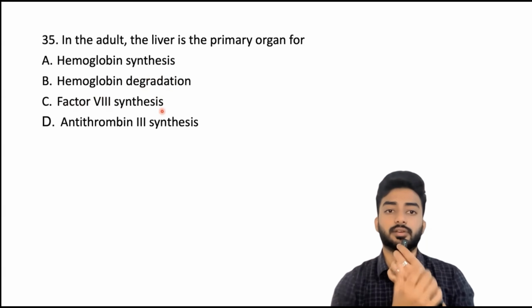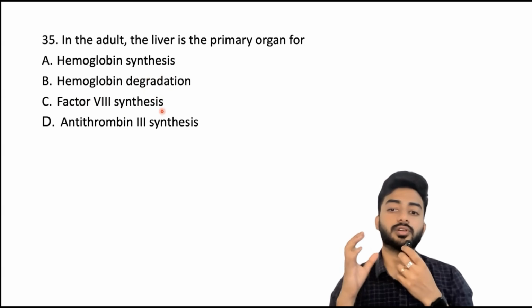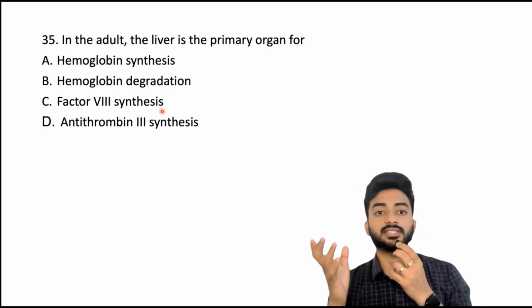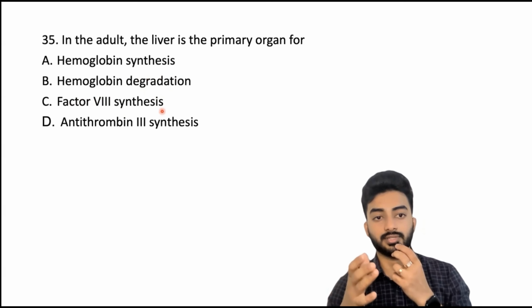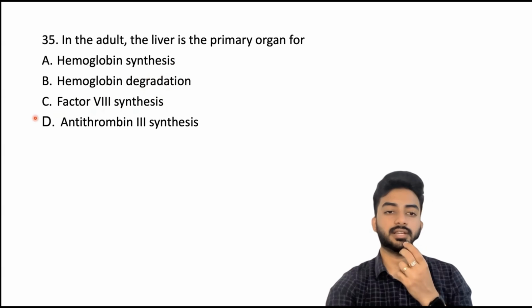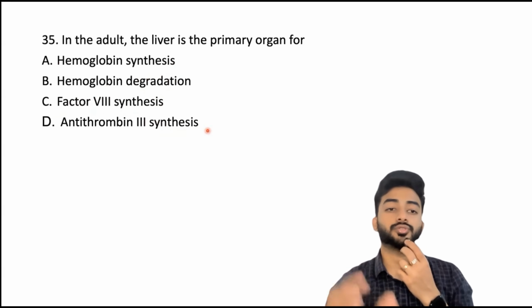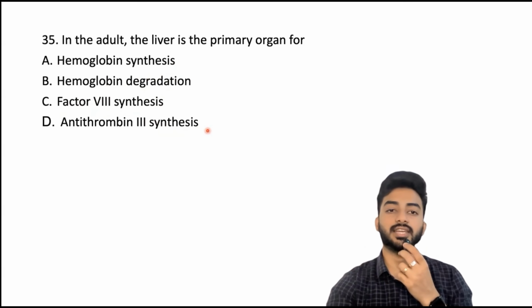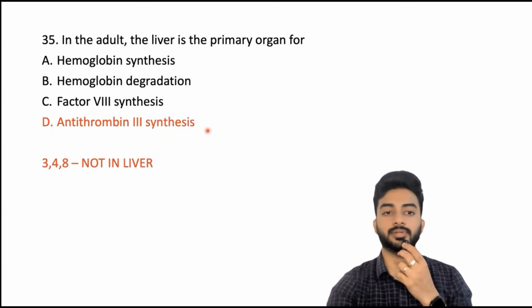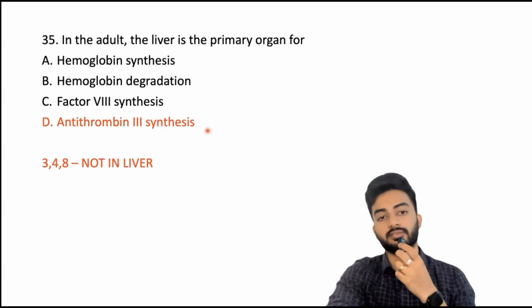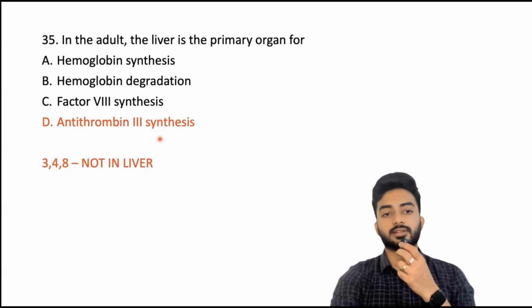Factor 8 synthesis. We know that liver is the primary organ for clotting factor synthesis, but there are some factors which are not synthesized from liver, and one of those is factor 8. So all these three options are eliminated, leaving us with antithrombin 3. You should not confuse antithrombin 3 synthesis with factor 3 synthesis, because factor 3 and 8 are not produced from liver, but antithrombin 3 is the answer, and the main primary organ for the production is liver. Whereas the clotting factors that are not produced from the liver are 3, 4 and 8.